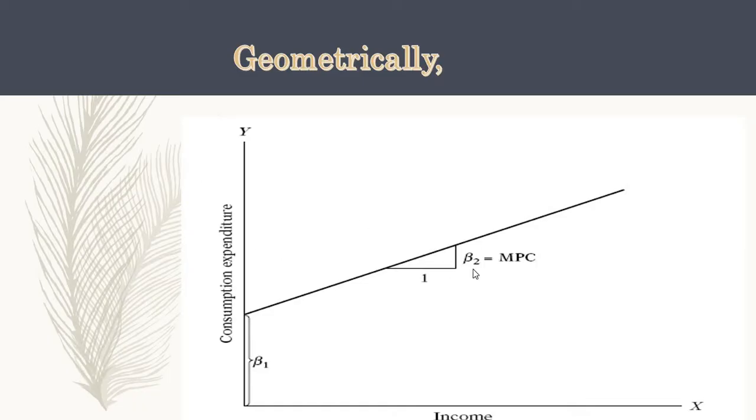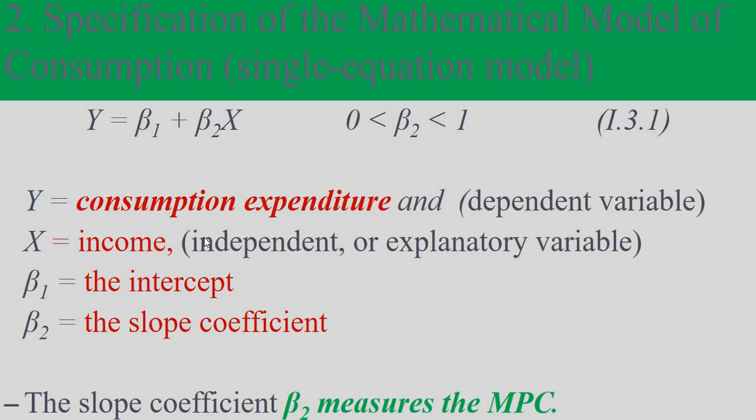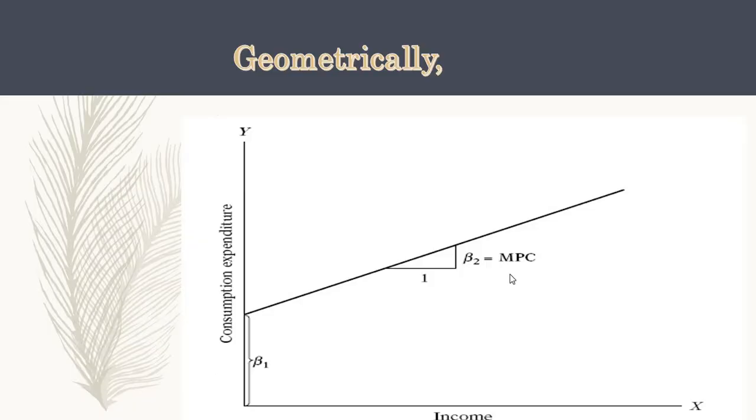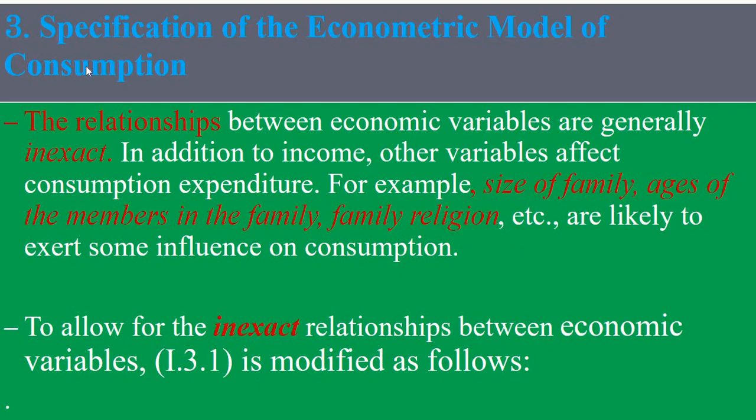So next, this is our MPC. We find the slope as change in y over change in x, or as we sometimes say, rise over run. So the slope shows the sensitivity, and this is the intercept beta 1. Here we see beta 1, and this is beta 2.